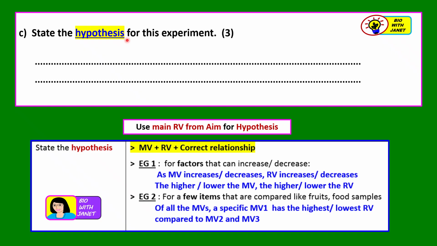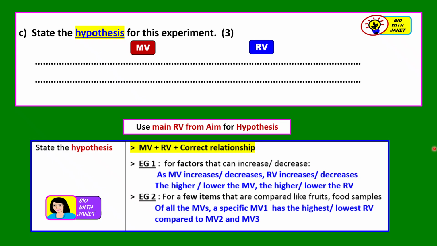C. State the hypothesis for this experiment. Again, recall the components of the hypothesis. As we know, a hypothesis must have the MV, RV and the correct relationship. For this hypothesis, we use the main RV, that's the better one, the main RV from the aim, objective or problem statement. Try and write your own hypothesis first, so determine your MV and main RV.